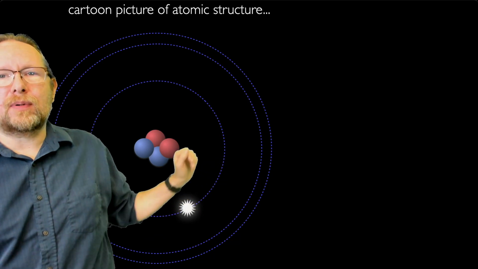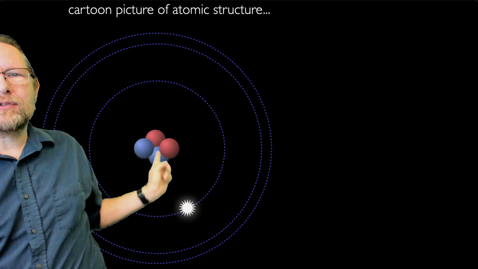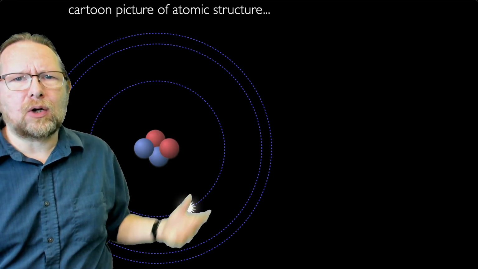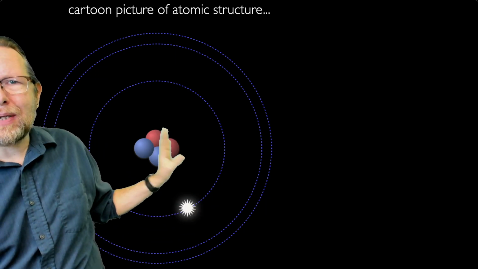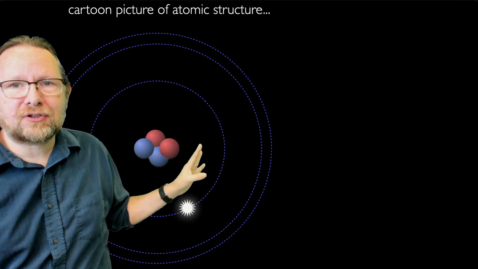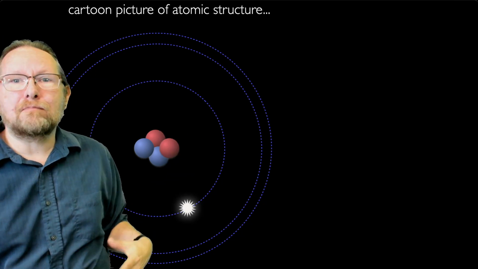First, here's a cartoon picture of the atom. There are protons and neutrons in the nucleus. There are electrons that in some way go around the nucleus. Do not take pictures of atoms like this seriously. This is not what an atom looks like. You can think of this as a map of an atom.